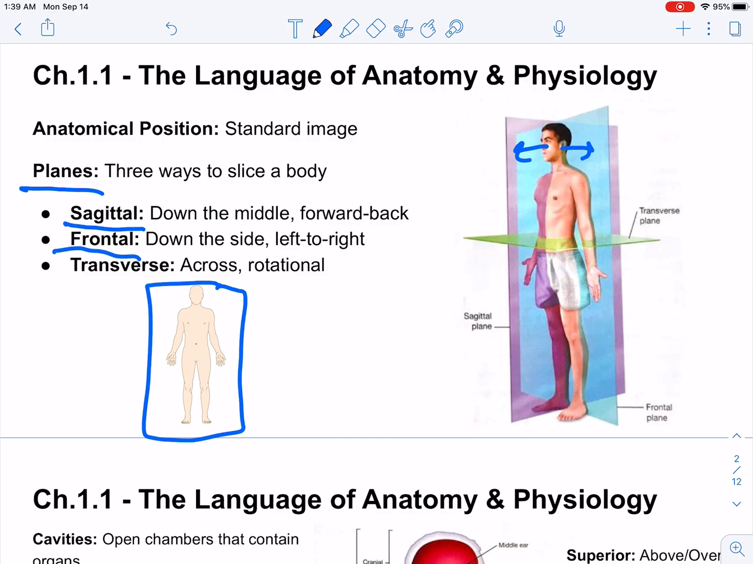Frontal is cutting right down the sides. It splits the body into the front and back. However, again, remember movement along the frontal plane. So here's the sagittal plane, here's the frontal plane. Movement along the frontal plane is to the left and to the right. And then transverse is slicing right across the middle there, splitting the body into upper and lower portions. But I mean, you can make that cut anywhere. And again, movement along that plane would be rotational, right?